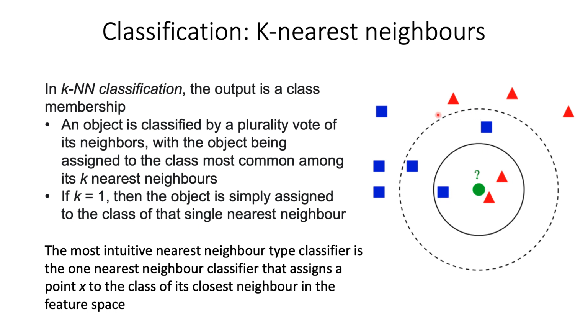However, if we take the radius to be this value here, we count the number of labels within this circle. We have 3 squares versus 2 triangles, and we'll assign this unknown point to be a square as opposed to a triangle, because there are more squares. So you can tune this radius to get a different value, but this is the kind of game you're playing in order to increase the accuracy of your model.